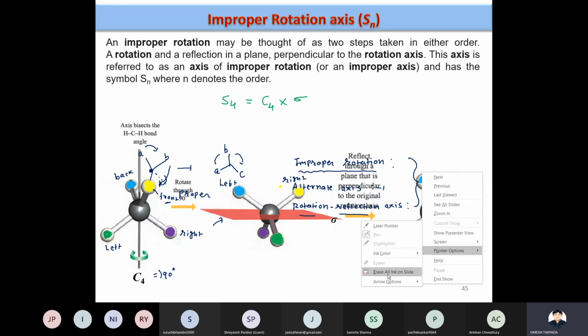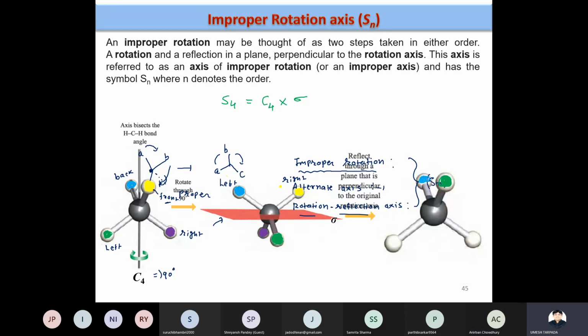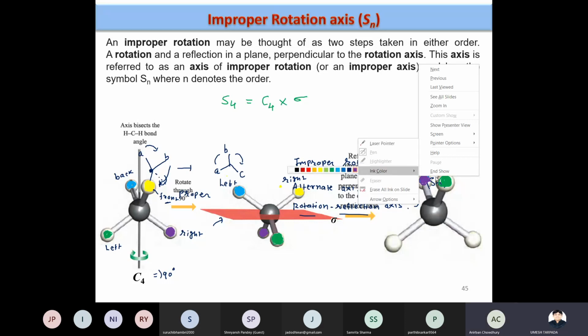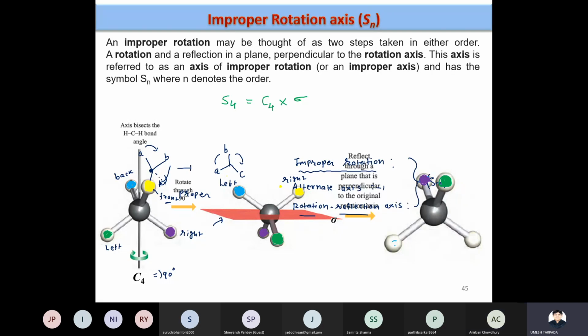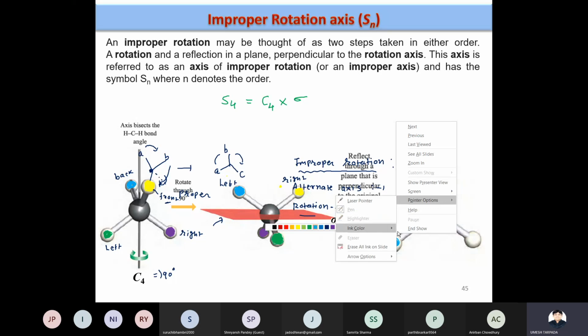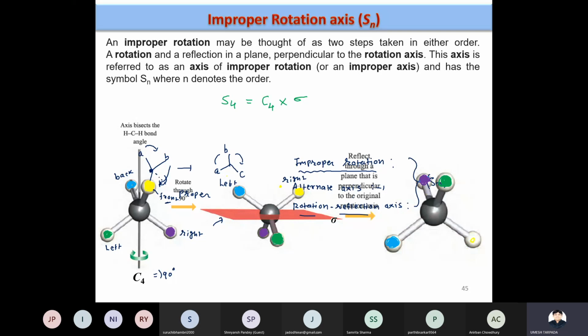If you go for the mirror image, if you are applying the plane, then it's purple color, and here blue color, and here it's a blue color hydrogen, and on your left hand side it's a yellow color. So now you can compare structure number 1 and 3. They are similar, they are equivalent.